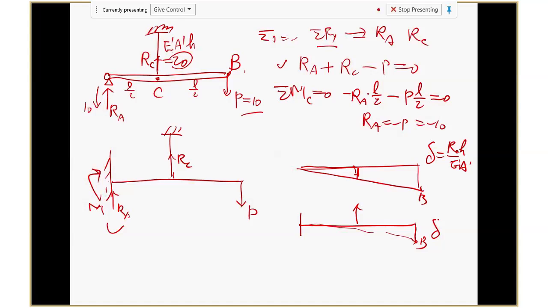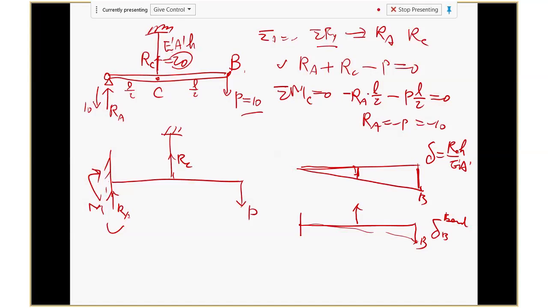So this, let's call this one delta B from the bending, right? This one delta will be from the point C moving down. Now, what's the final? Add them together. Superposition. Right? That's how you get this.